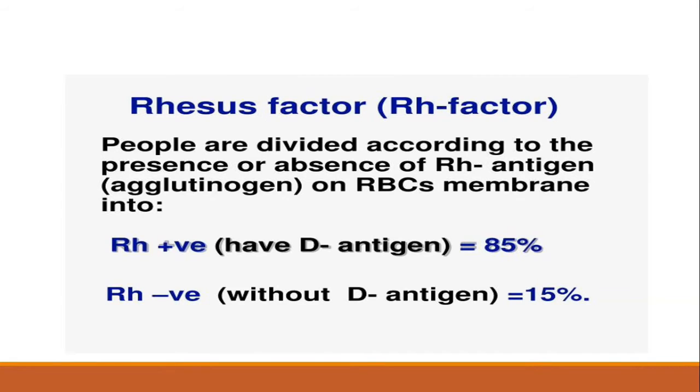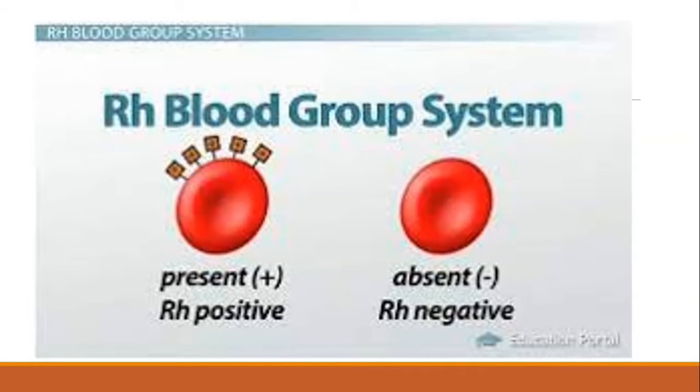RH positive is distributed in 85% of the people, while RH negative is the case in 15% of the people. This is the distribution of RH positive and negative. In the RH blood group system, if the RH factor is present, we term it RH positive, or if it is absent, with no RH antigen on the surface of the RBC, it is termed RH negative.